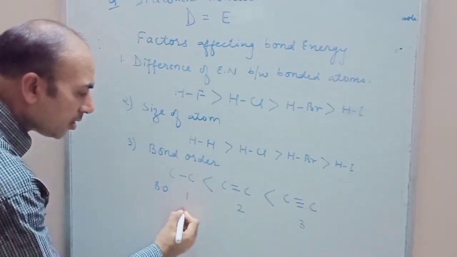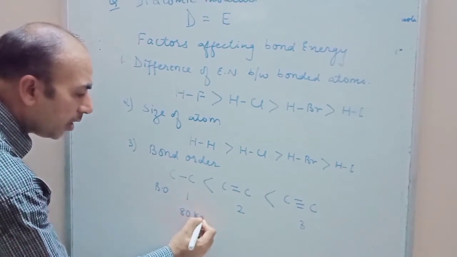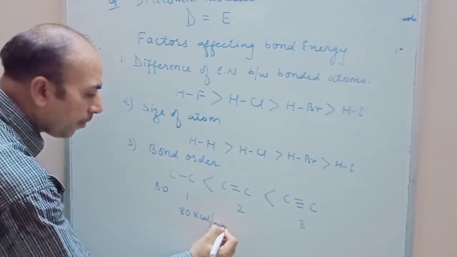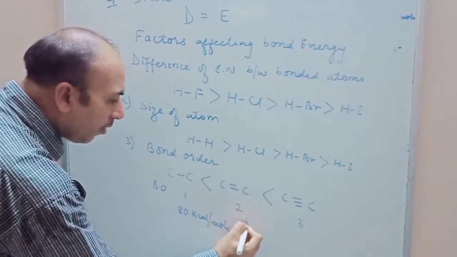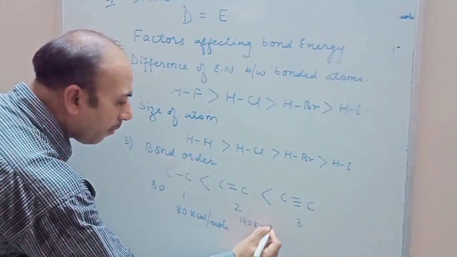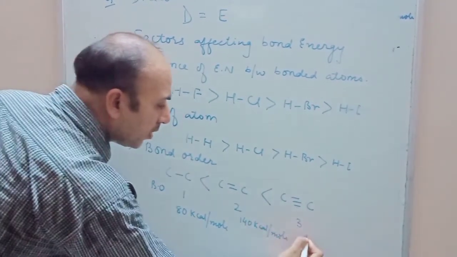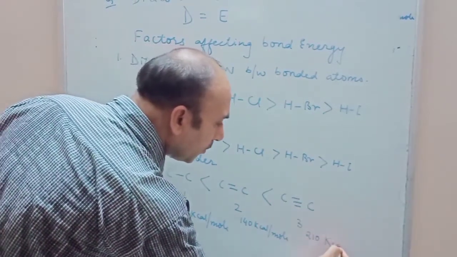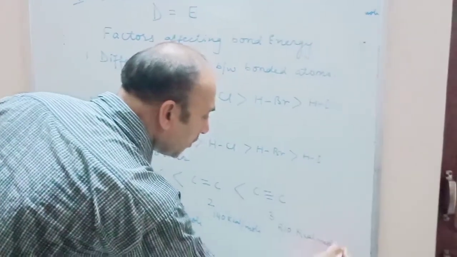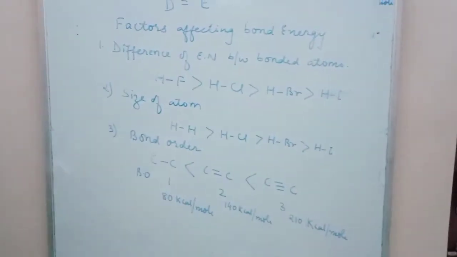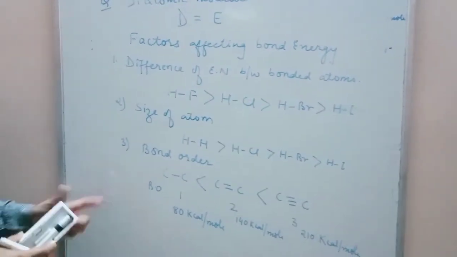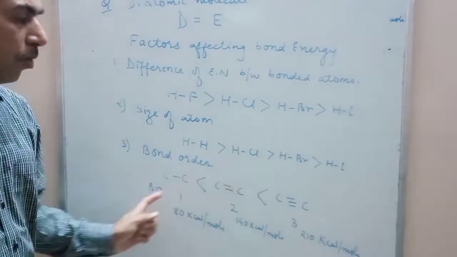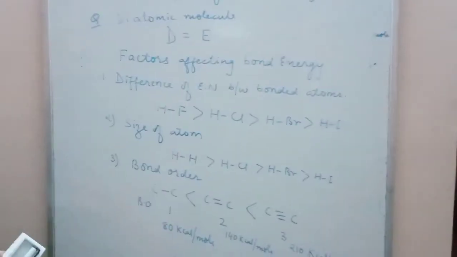As we have seen, this single bond energy is 80 kilocalorie per mole, C double bond C is 140 kilocalorie per mole, and triple bond is 210 kilocalorie per mole. In this way, as the bond order is increasing, bond energy is also increasing.